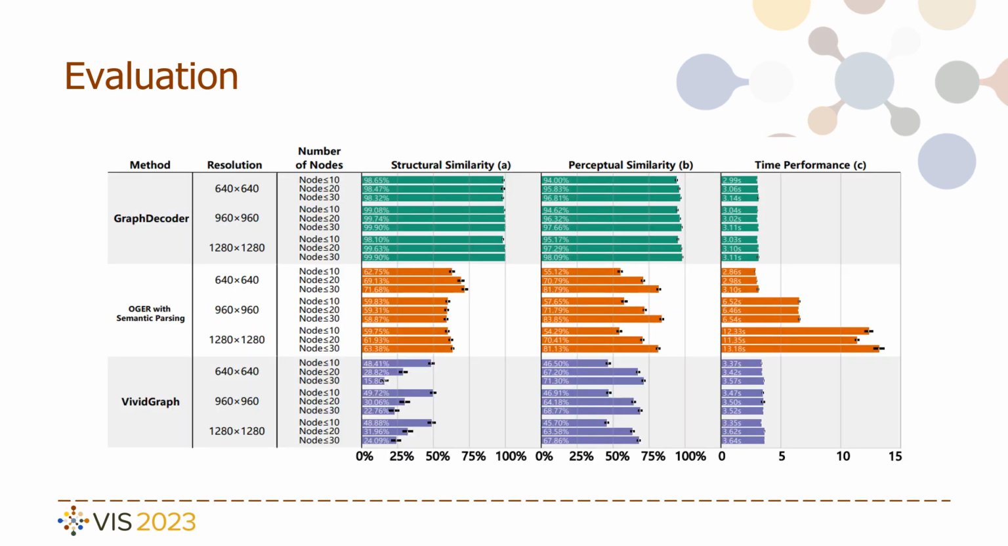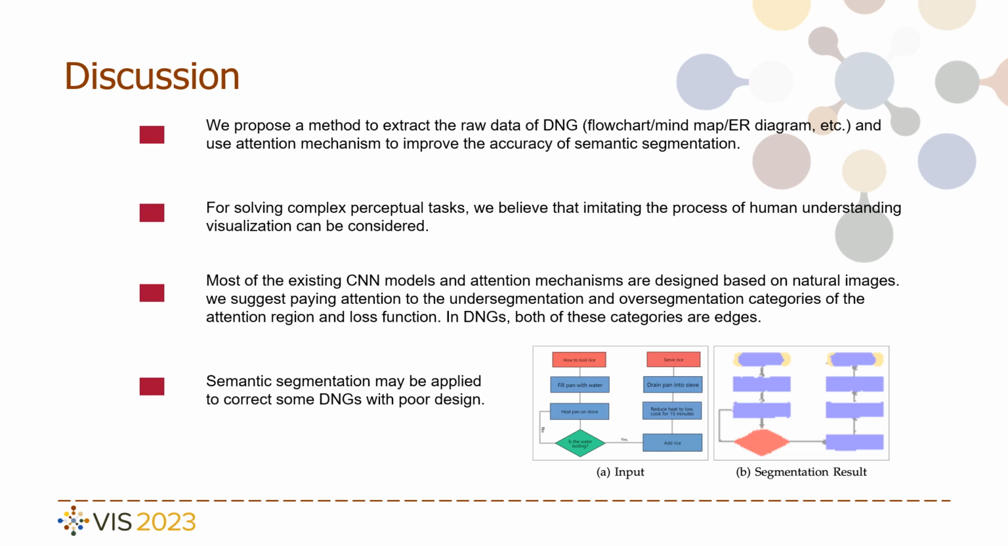In order to prove the robustness of the method, we also generated images with 3 different resolutions and graphs with 3 different numbers of nodes, a total of 9 sets of generated data sets to evaluate our method. The results show that our method performs well on images of different sizes and at different scales. To summarize, we propose a method to extract raw data from diverse network graphs, and use the attention mechanism to improve the model accuracy of semantic segmentation models.